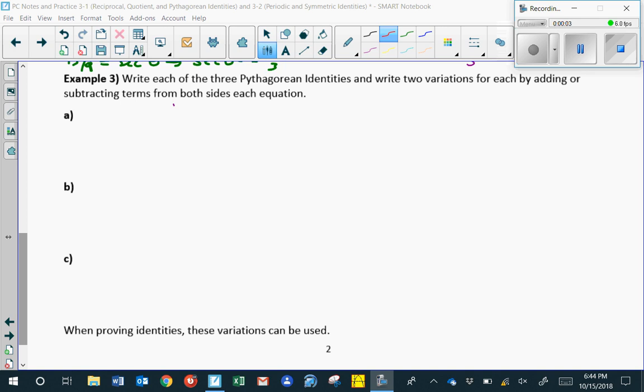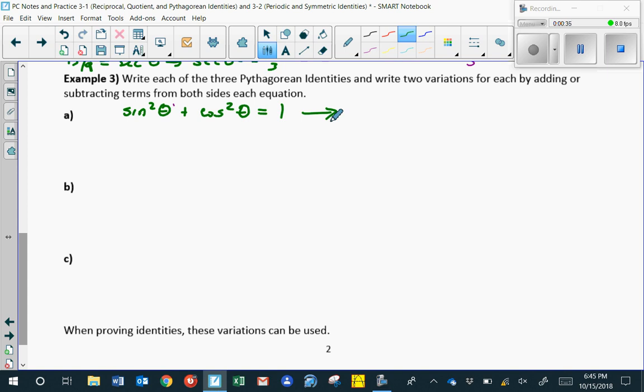Okay, the last part of our lesson involves proving identities. And in proving identities, we're going to write some variations on the trigonometric identities that we used. So for instance, you'll remember the one that we are all going to memorize, sine squared of theta plus cosine squared of theta is equal to 1. And we can write two variations of that Pythagorean identity that might be useful to us.